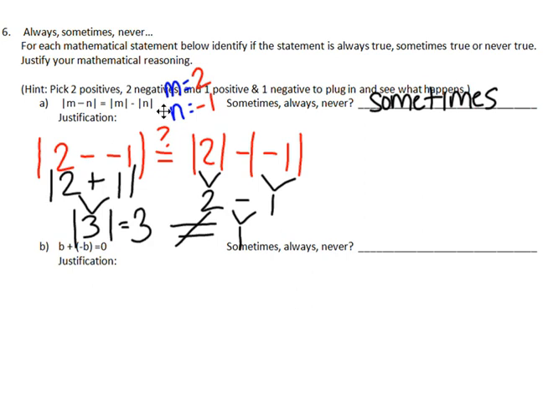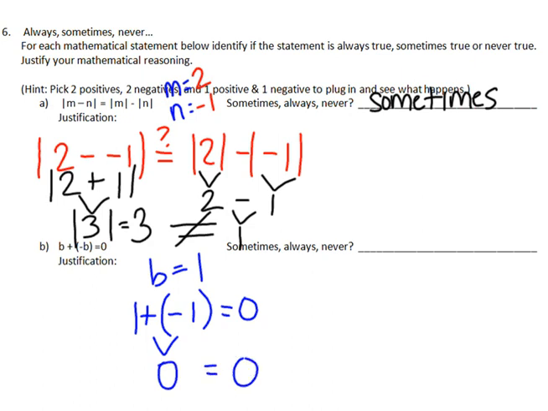All right, part B. B plus negative b equals 0. Is that sometimes, always, or never true? There's only one number that we're choosing, so we'll choose a positive and a negative. So let's do it first if b is 1. Okay, 1 plus negative 1 is 0. Those are opposites, so that one would be true.